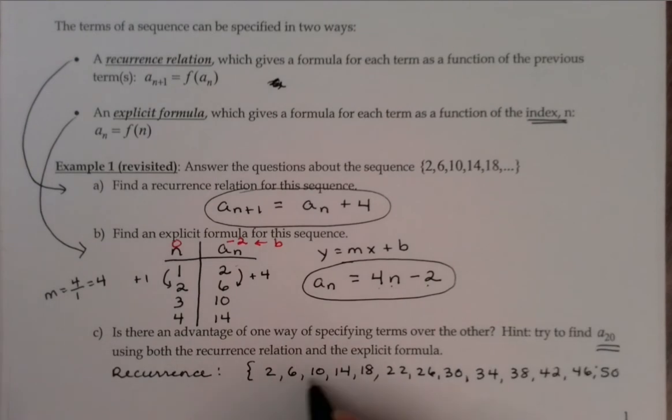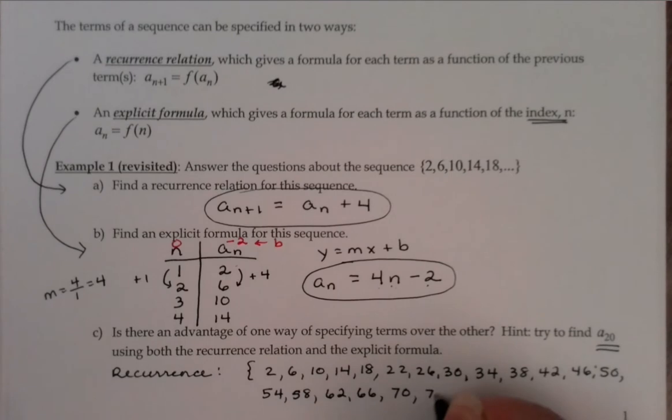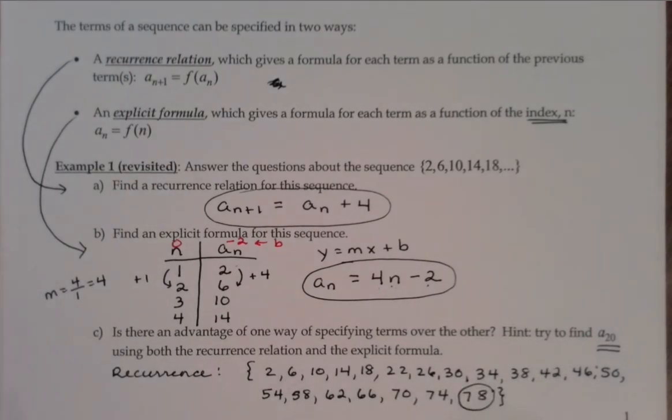What am I at? 1, 2, 3, 4, 5, 6, 7, 8, 9, 10, 11, 12, 13, 14, 15, 16, 17, 18, 19, and 20. There we go. So there is the 20th term in my sequence. Kind of a pain, right? Thank goodness I didn't ask us for a 100.